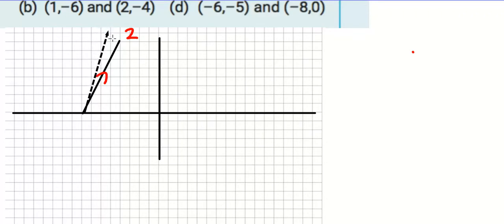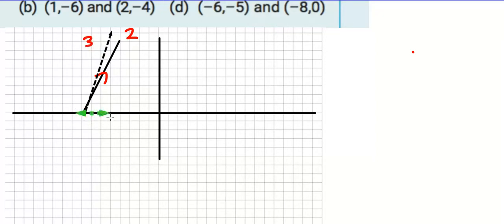How do you know a slope of 3 is over it? 1 across, 3 up, 1 across, 3 up, 1 across, 3 up. There's a slope of 3. What do you know about a slope of 3 compared to a slope of 2? Steeper. Okay.